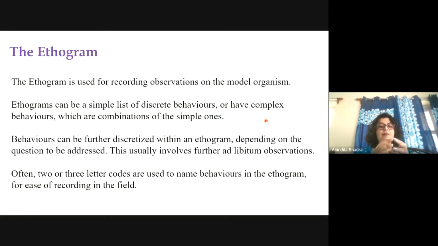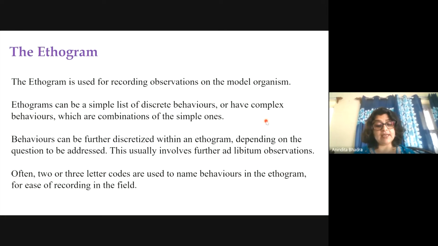I might have a behavior described as play. Now, for example, when we started working with dogs, we just said play behavior. Then some students said, but I'm interested in the patterns in play behavior. And she went and did further ad libitum observations of her own. And then she broke down behavior into initiation of play, the play bow, play mounting, mock biting, rolling, etc. So now play is a behavior, but then it can be further discretized into shorter and shorter components, which can be then counted and noted down. So this is what more ad libitum observations lead to.